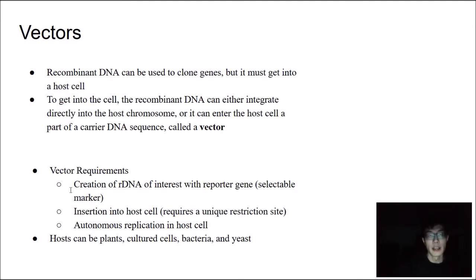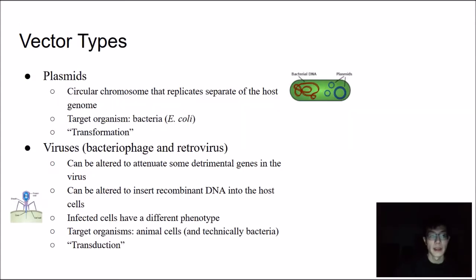In addition, you should have some kind of a vector with proper insertion into the host cell, so potentially a unique restriction site. And finally, very important potentially, is this ability for autonomous replication in the host cell. Now, when it comes to choosing the host cell, that depends on what type of model you're working with, but the host cells can be plants, they can be cultured cells, bacteria, and maybe yeast as well.